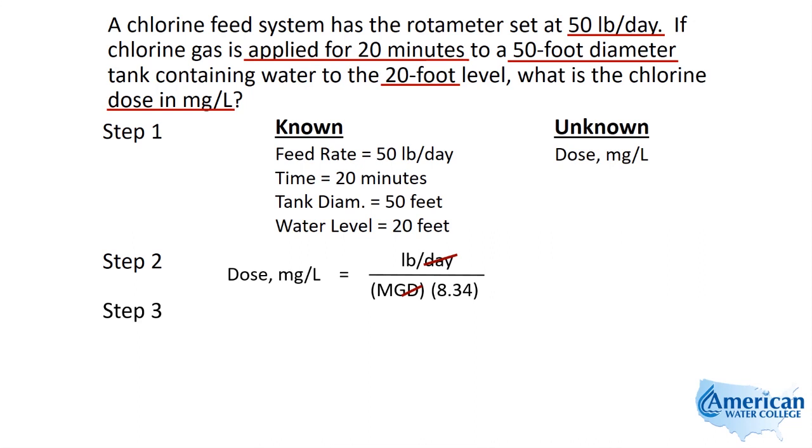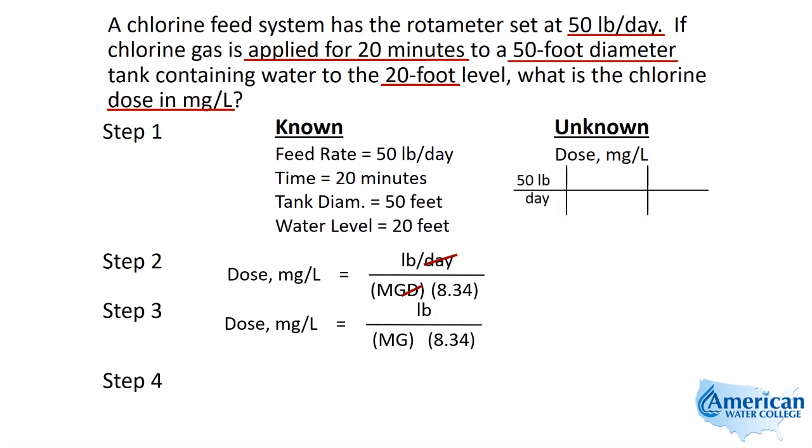Okay, so we're going to get rid of the day because they end up dropping out. We're just looking at total pounds and total volume here. So our formula is going to be pounds divided by million gallons divided by 8.34. But we've got to calculate some of this.